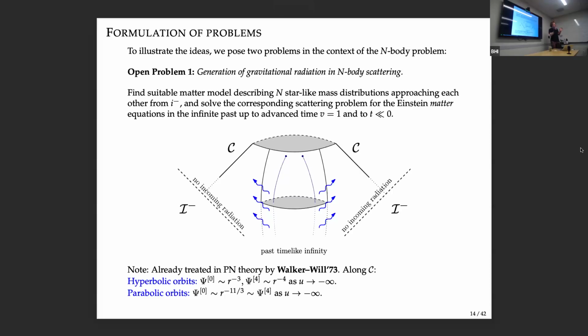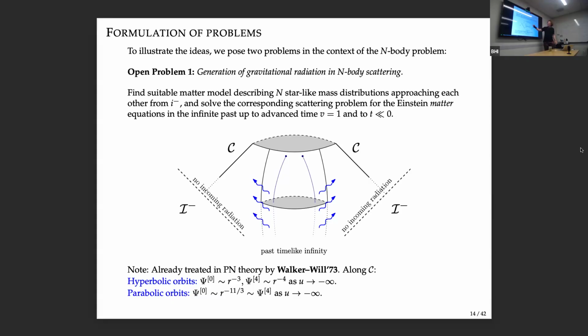In the case of asymptotically parabolic orbits, so eccentricity 1, this is all Keplerian language now, they find that both C0 and C4 should decay like r^(-11/3). Okay. So this is a suggestion of what you might expect when you actually solve this problem.